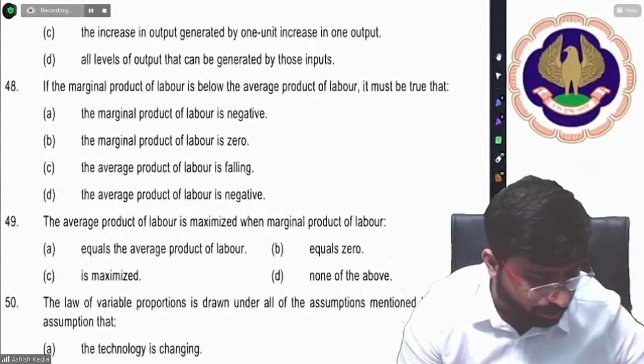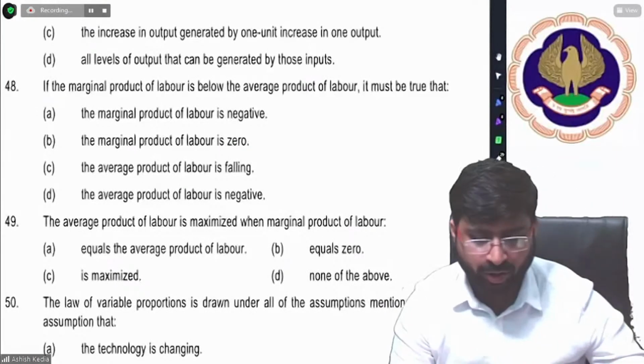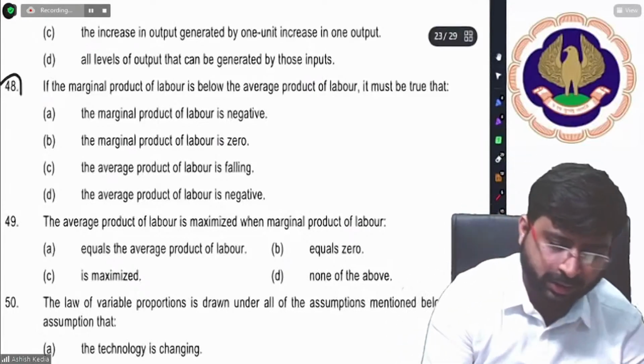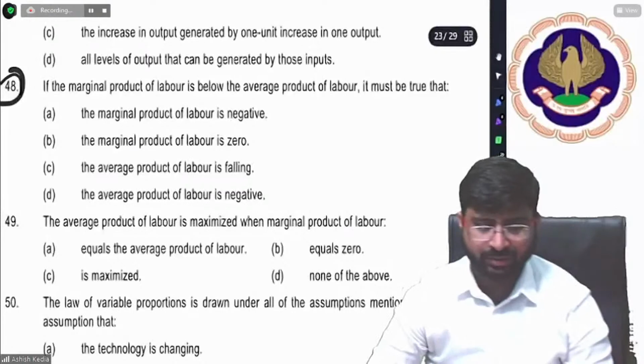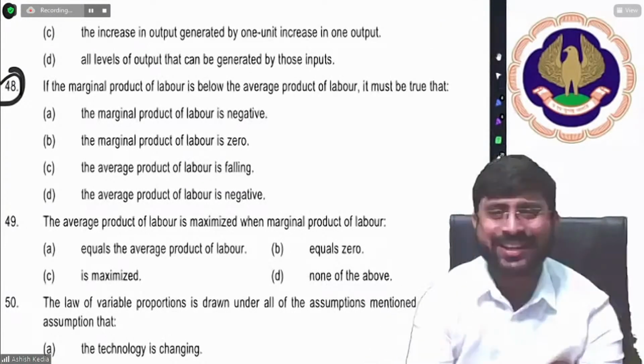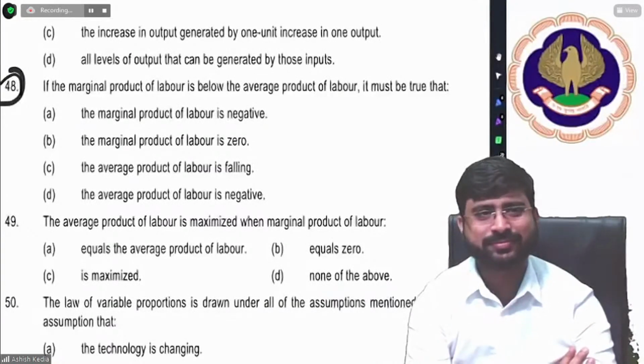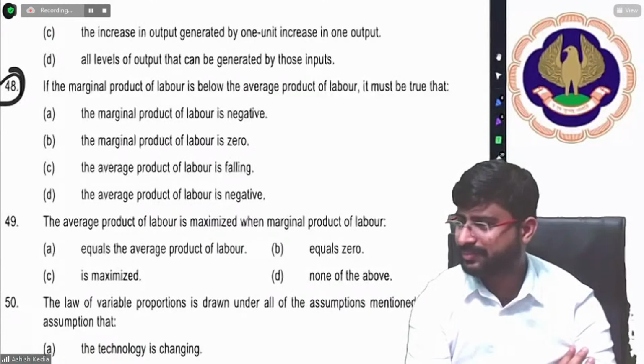Next, come to question number 48. Tell me what is the answer. Take your time. Number 48. What do you think will be the answer?